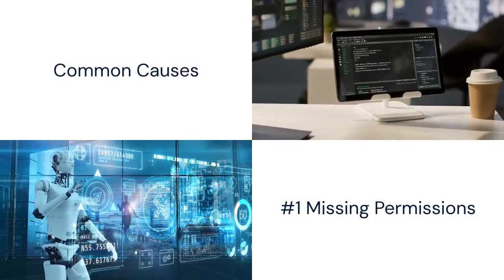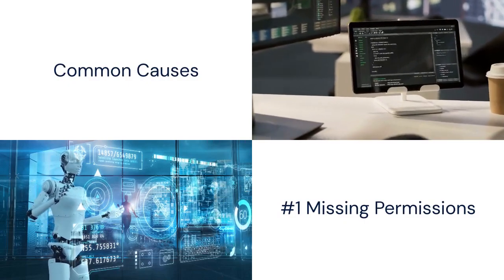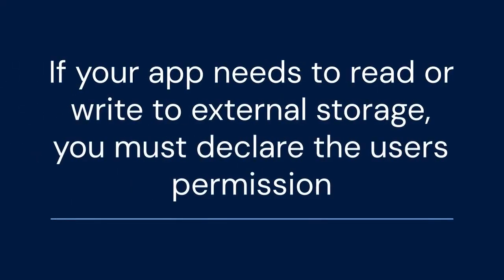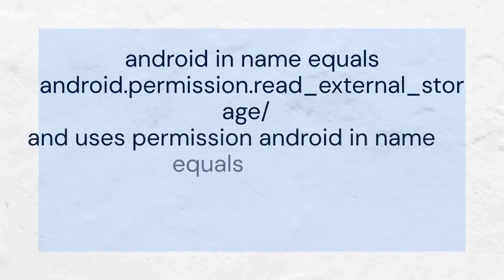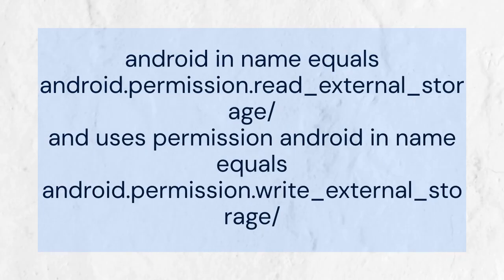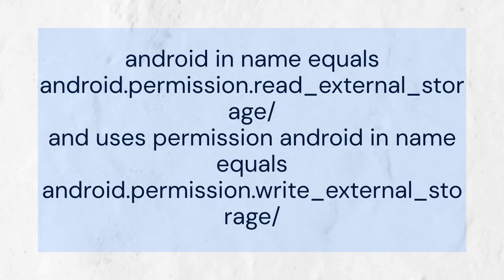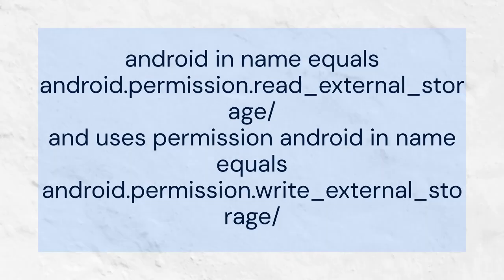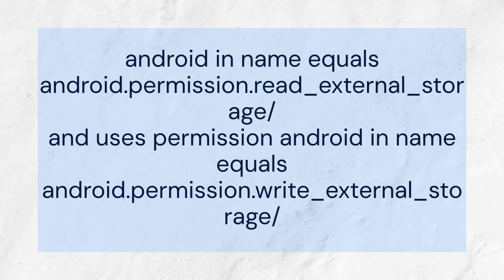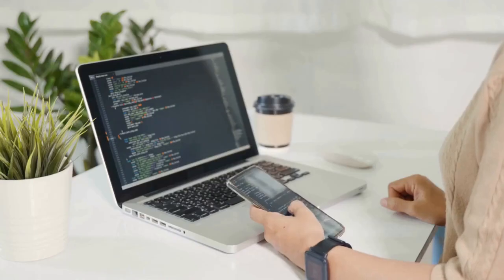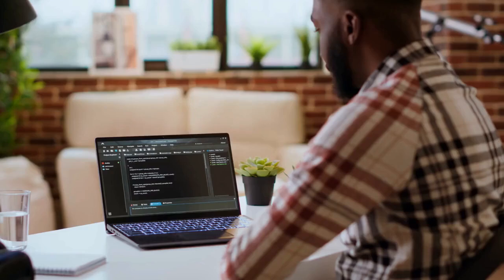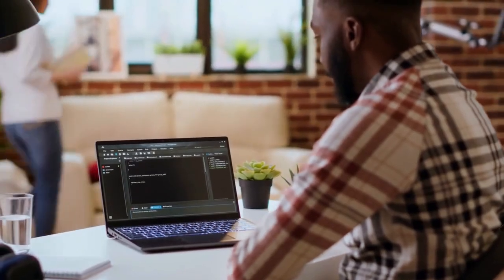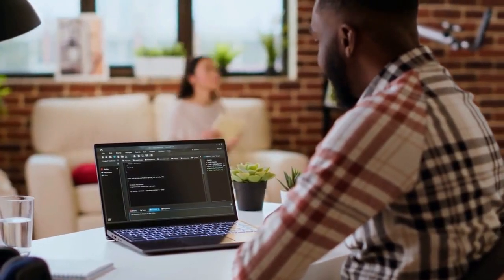Number 1 is missing permissions in the AndroidManifest.xml file. If your app needs to read or write to external storage, you must declare the permissions: uses-permission android:name="android.permission.READ_EXTERNAL_STORAGE" and uses-permission android:name="android.permission.WRITE_EXTERNAL_STORAGE" within the manifest tag of your AndroidManifest.xml file. Make sure you haven't misspelled them. Remember to clean and rebuild your project after adding or modifying permissions.